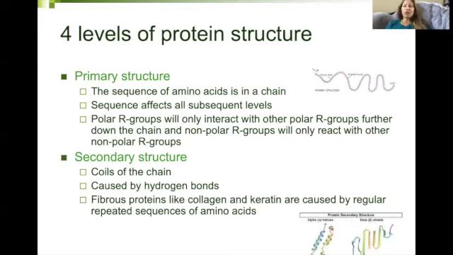Secondary structure is where we're now going to coil that chain, and we're either going to do it in alpha, where we twist it and coil it, or we're going to do it in beta, where you kind of accordion it when you fold it. And you guys are going to do this with your beads and your pipe cleaners in the next activity. The secondary structure is caused by hydrogen bonds. And when we talk about proteins like collagen and keratin, things that make your skin supple and your nails strong, these are secondary structure proteins.